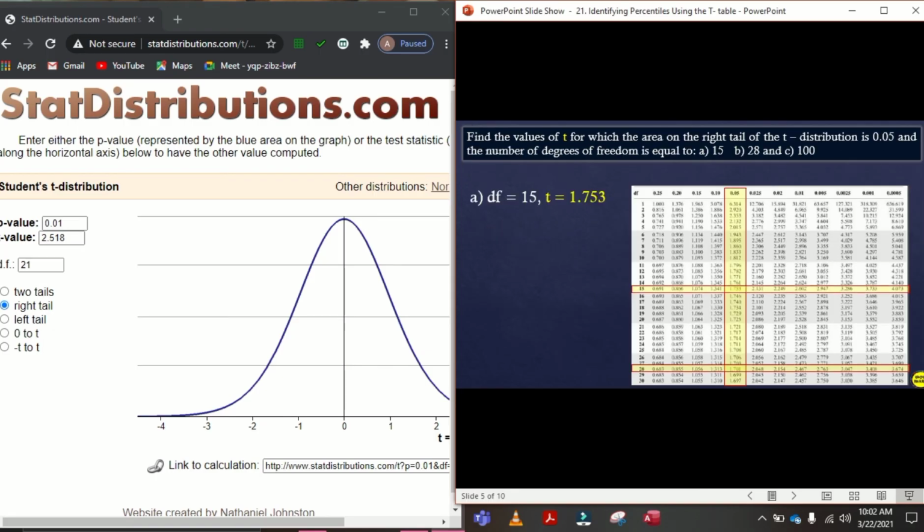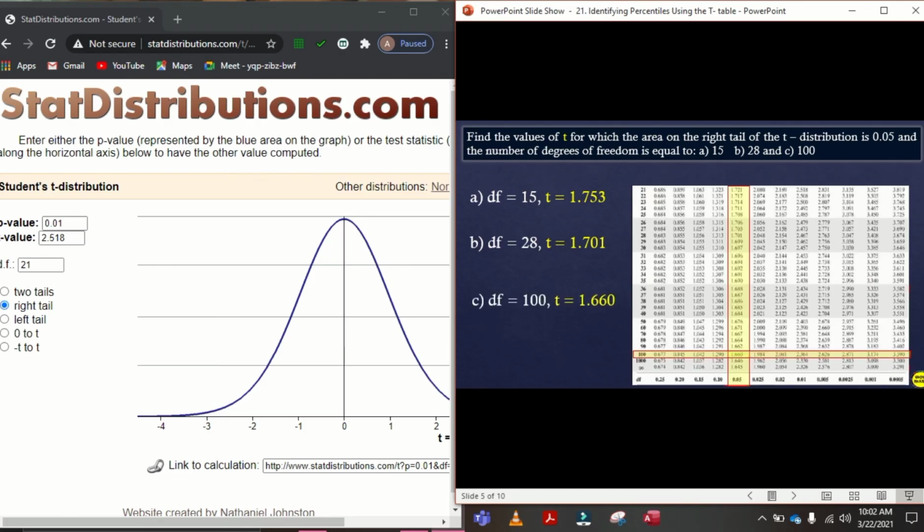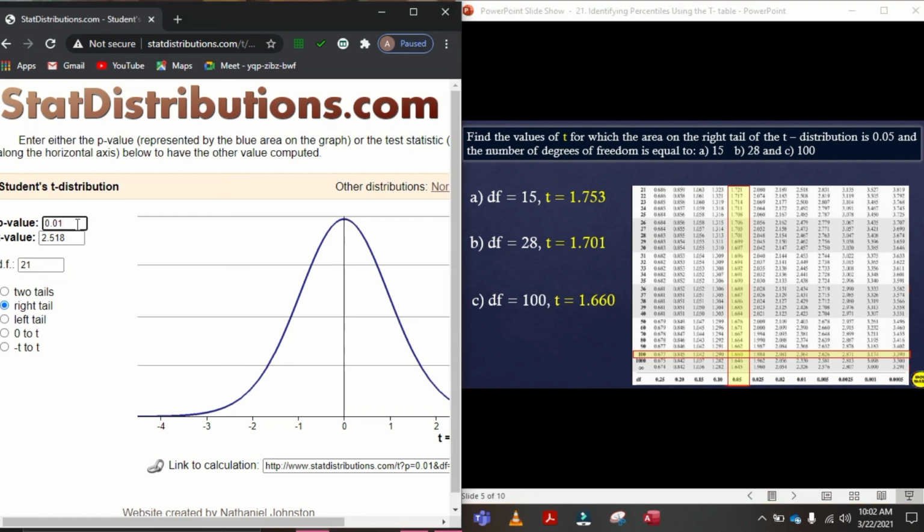Halimbawa ito. Yung p-value natin is 0.05. Tapos, yung degrees of freedom na 15, ang sagot is 1.753. Kapag 28, 1.701. Di ba? Mag-check nyo rin dito. So, pwede nyo ito i-apply para ma-check nyo yung tamang sagot. Kapag degrees of freedom natin is 100, so that is 1.660 or pwede na ring 1.66 lang.